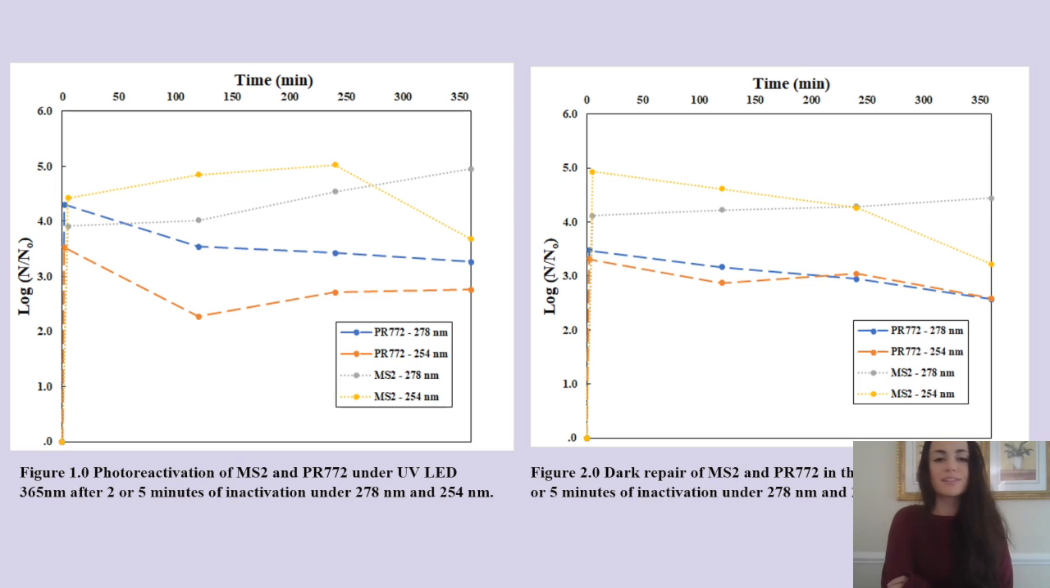Figure 2 demonstrates the same initial conditions as before, except all 4 samples were placed in complete darkness after initial inactivation to observe the cell's ability to undergo dark repair rather than photoreactivation. Compared to Figure 1, we see less regrowth in PR772 with around 19% for both samples. The most significant regrowth observed was the MS2 sample initially inactivated by 254 nanometers with around a 34% regrowth from 5 minutes to 360 minutes.